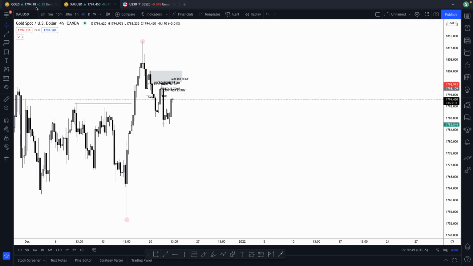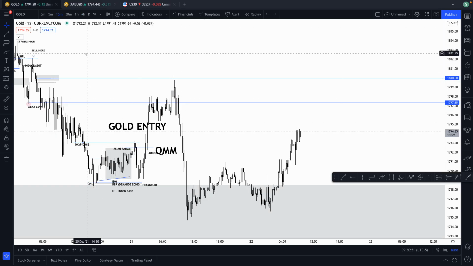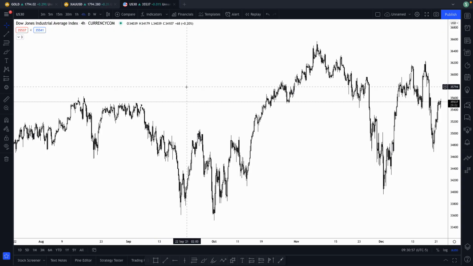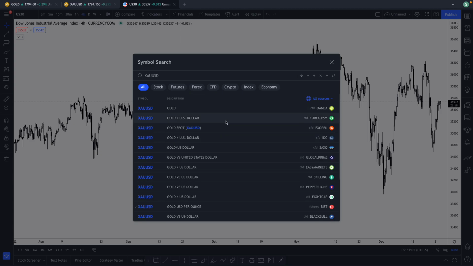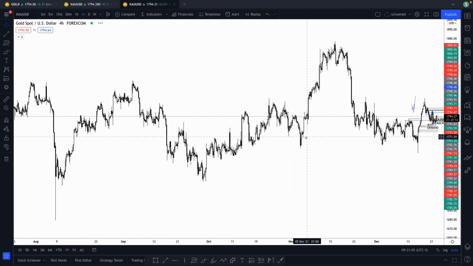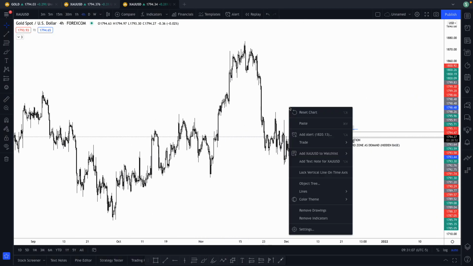I think I have to do a blank chart. I just don't want to give you guys this. Okay, let me just do something like this. Gold, USD. I go to forex.com. Okay, yeah, this one is okay.